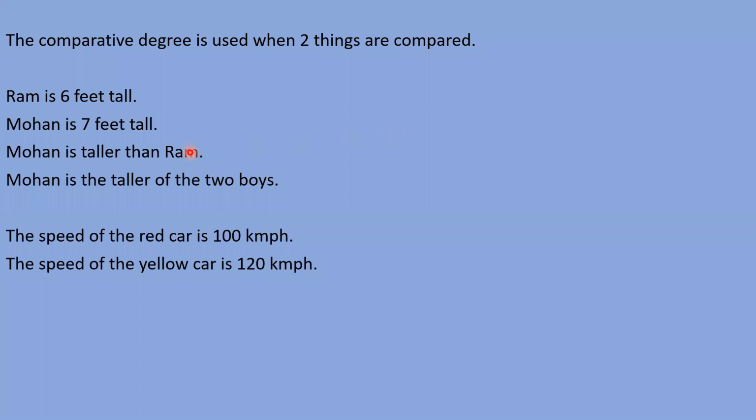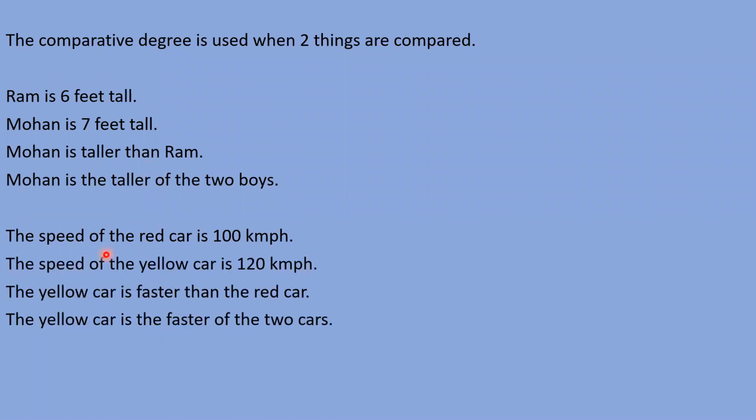So dear friends, remember this. Whenever you make direct comparisons, you have to use the comparative degree. Whenever you make a comparison with the help of selection, then you have to use the comparative degree, and before it you need to use the word "the", and there is no need to use the word "than", right? In the same way, I told you about the speed of the cars. So you can say the yellow car is faster than the red car, or the yellow car is the faster of the two cars, right?